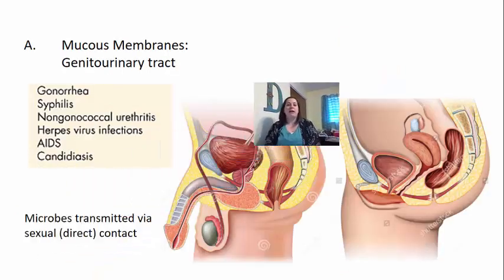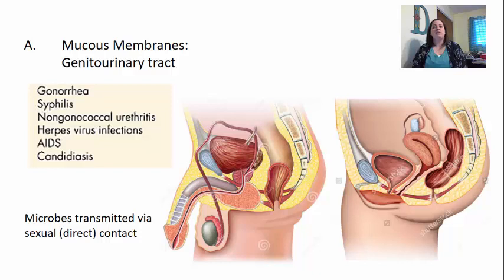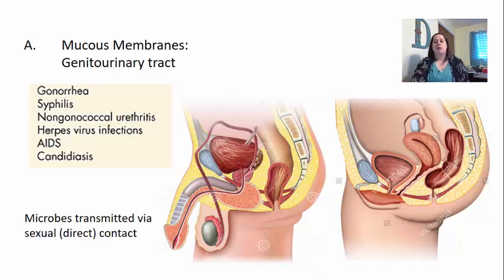Another mucous membrane that potentially is a portal of entry is the genitourinary tract. A lot of these, you'll notice, are sexually transmitted infections. These include things like gonorrhea, syphilis, non-gonococcal urethritis, herpes virus infections, AIDS, and candidiasis. If you'll notice, these microbes are transmitted via direct contact, and normally it's sexual contact.